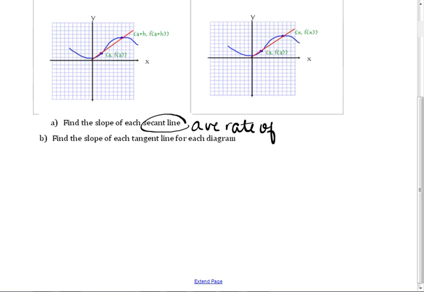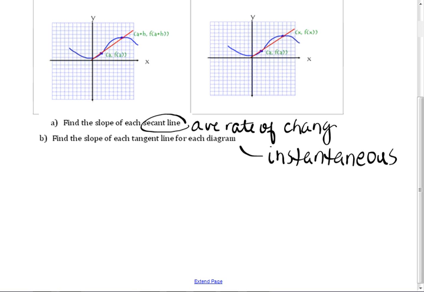And what's the tangent? Instantaneous. Great. So I want you actually to find the slopes. That's too long a word. I spelled it right, didn't I? Instant and then taneous.